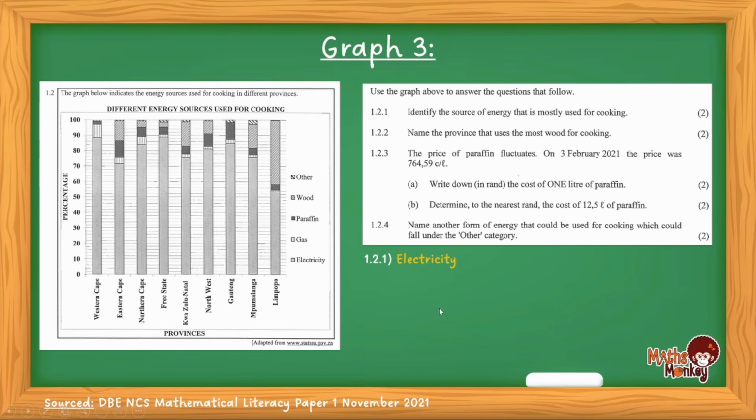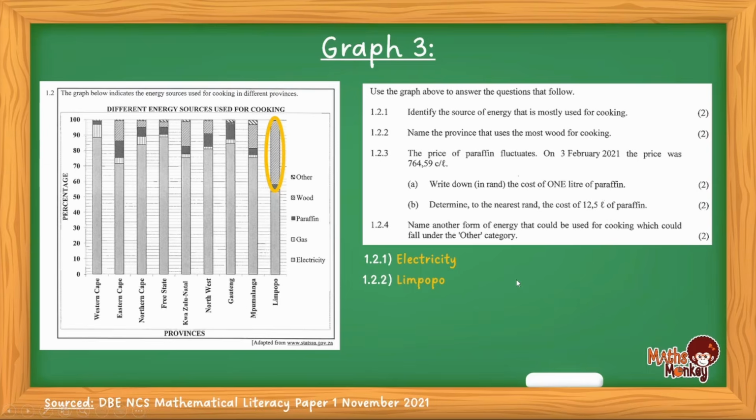Okay, 1.2.2. Name the province that uses the most wood for cooking. So wood is these diagonal lines here. If you look, this is the wood here. They're asking which province has the most wood usage. Do you see this here? This is the most of all of the provinces. So what province is this? The answer then is Limpopo.